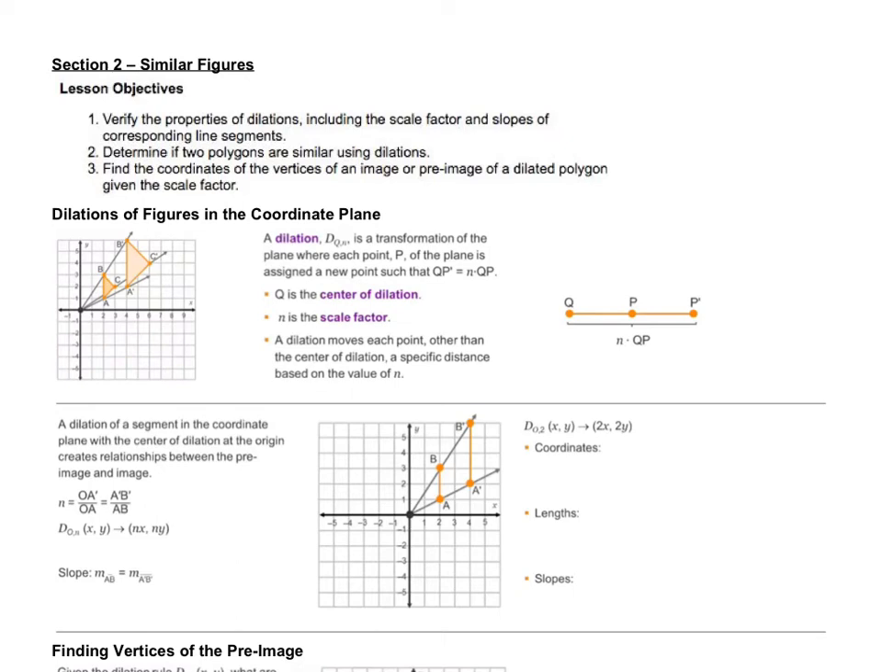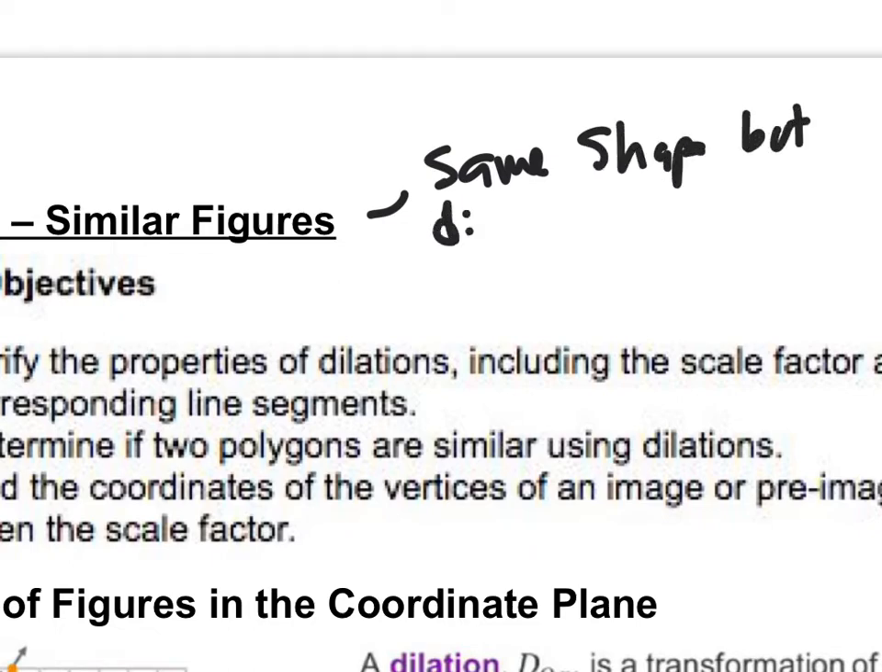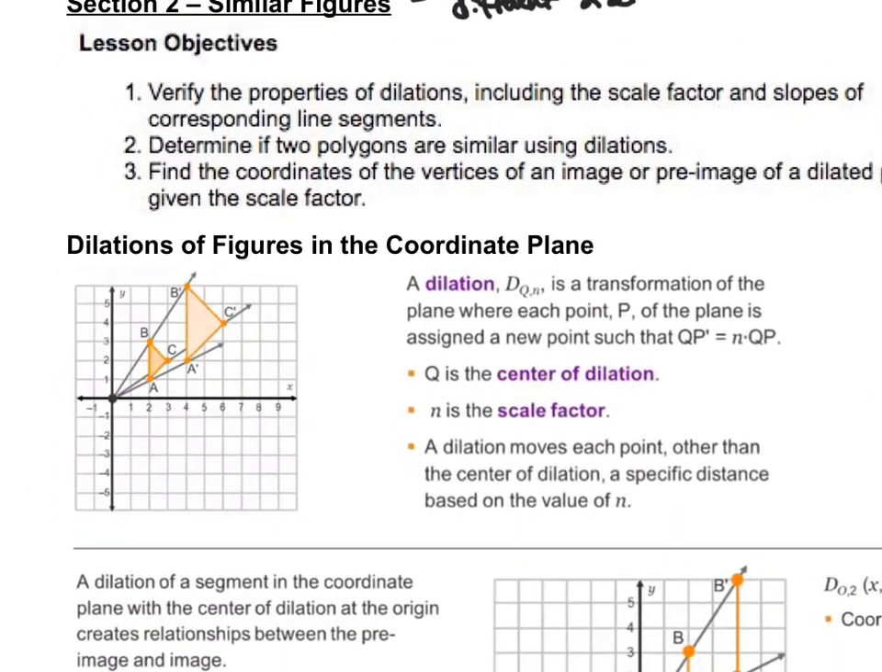Okay, welcome back. This is section 2, and this is a section about similar figures. What I talked about earlier was that similar figures are figures that are the same shape, but different size. Really, that comes from a transformation.